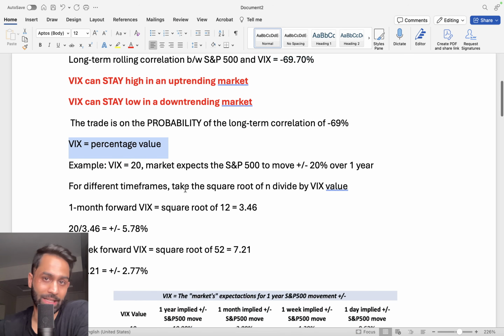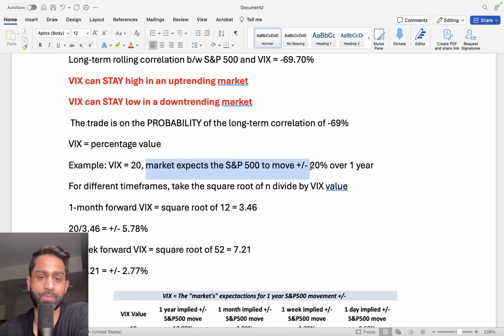It is also a percentage value. So like I said, it is not an actual USD value because you can't trade the VIX. There are specific instruments and different products that you can trade to essentially trade volatility, but you can't really trade VIX in itself. It's just a percentage value that gives us the implied S&P 500 move plus or minus over 1 year. So as I said, if the VIX is at 20, that represents the S&P 500's move plus or minus, doesn't matter because it's directionless, over 1 year of 20%.